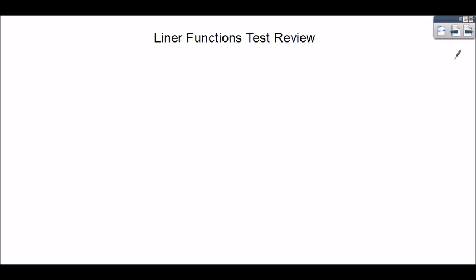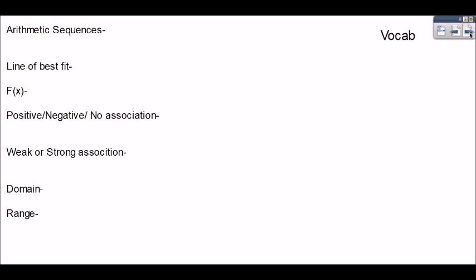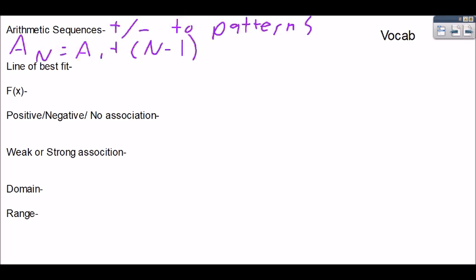So how do we use lines to predict things in the future? A couple of vocab words. Arithmetic sequences are when we add and subtract numbers to patterns to know what the future terms are going to be. Just a quick reminder, any term that we're looking for is equal to the first term plus the term that we want to look at minus 1 times the common difference.